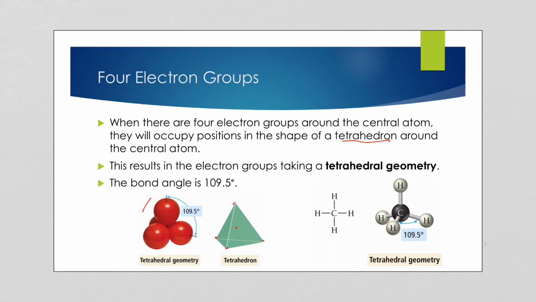And this is what a tetrahedron looks like in 3 dimensions. When you space 4 things around a sphere, the angles come out to be 109.5 degrees. And so the idealized tetrahedral angle is going to be 109.5 degrees, which is what we see in something like CH4. So 4 electron groups, 4 bonds, tetrahedral geometry.